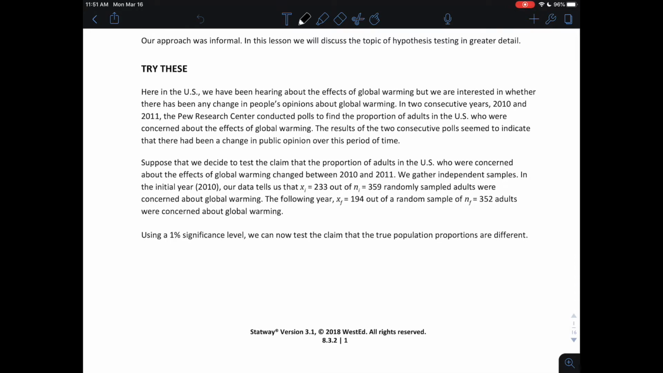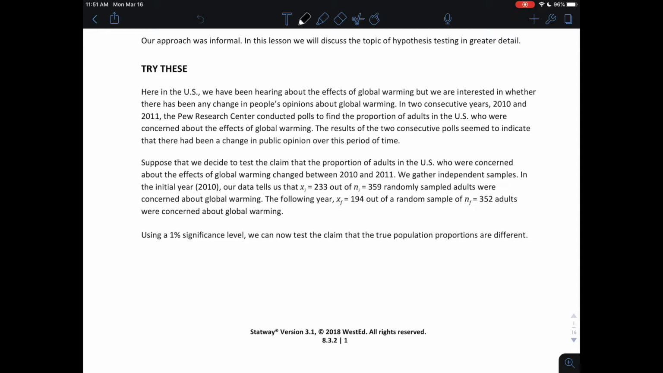Try these. Here in the US, we have been hearing about the effects of global warming, but we are interested in whether there has been any change in people's opinions about global warming. In 2 consecutive years, 2010 and 2011, the Pew Research Center conducted polls to find the proportion of adults in the US who were concerned about the effects of global warming. The results of the 2 consecutive polls seemed to indicate that there had been a change in public opinion over this period of time. Suppose that we decide to test the claim that the proportion of adults in the US who were concerned about the effects of global warming changed between 2010 and 2011.